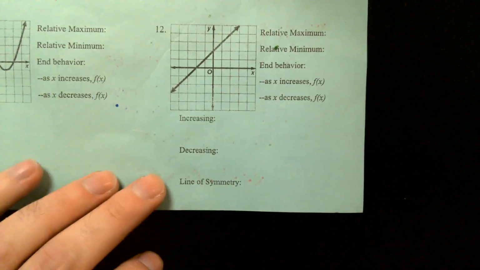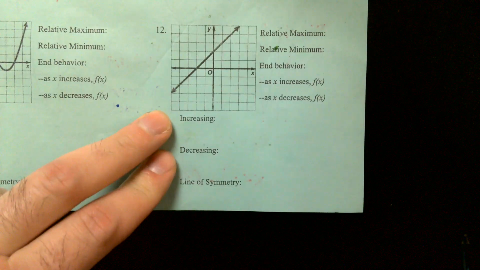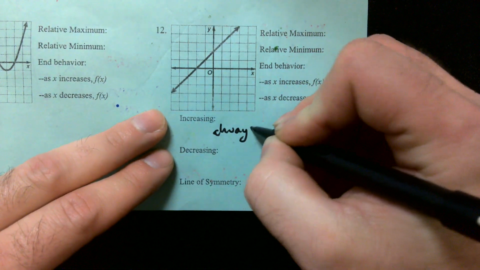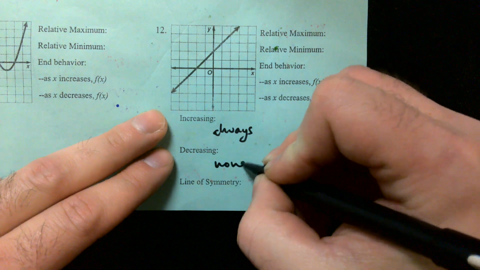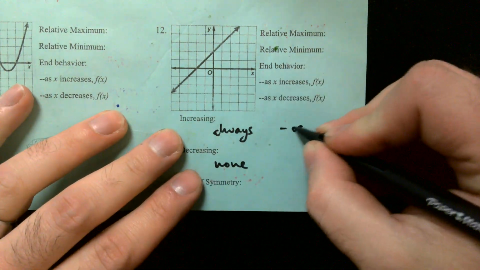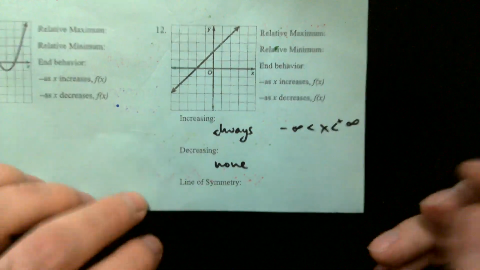What type of interval am I looking at in number 12? An increasing interval or a decreasing interval? Increasing. On what interval is it increasing? Always. And it's never decreasing. Now I could say it's increasing from negative infinity to positive infinity as well.